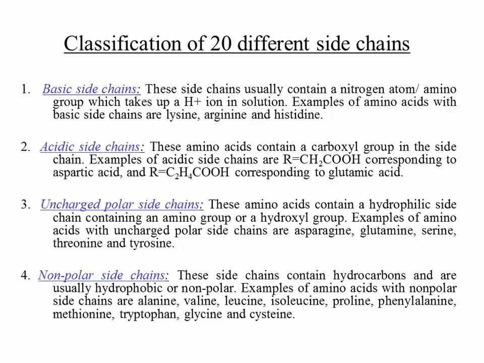So these side chains contain hydrocarbons and are usually hydrophobic or non-polar. Examples of amino acids with non-polar side chains are alanine, valine, leucine, isoleucine, proline, phenylalanine, methionine, tryptophan, glycine, and cysteine. And you can count, there are 20 of them here.